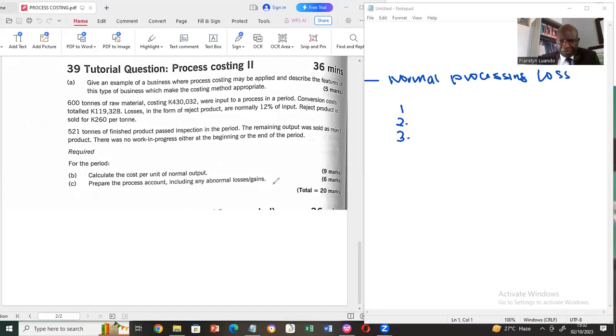Then we have the valuation of normal loss. Normal loss is valued at scrap value, if any. If there is no scrap value, normal loss will be valued at nil. Very important. Calculation. Normal loss is calculated as a percentage of input in terms of raw materials, chemicals, or liters.